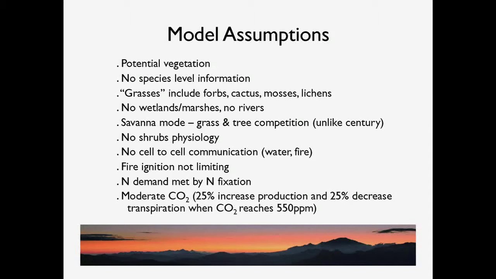We do not do wetlands or marshes, nor rivers. We're running in what we call savanna mode, which means there's constantly competition between grasses and trees. We do not have a specific shrub physiology, no cell-to-cell communication. In other words, water doesn't flow down slope, and fire ignition is not limiting. The nitrogen demand is always met by nitrogen fixation, and we're using a moderate CO2 fertilization effect. Okay, this is a very boring slide, but I thought I'd put that out. So you cannot say that I didn't tell you all the caveats.